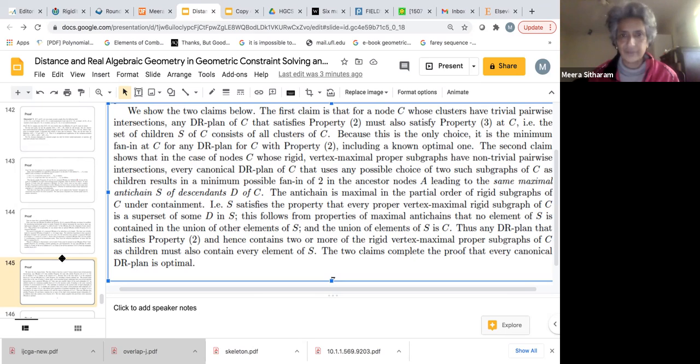I'll stop here for a bit. As I mentioned last time, it's an interesting way of proving that a structural property, namely this canonical DR plan, ensures optimality among all DR plans, which don't necessarily have to be canonical. So the only properties of DR plans that we care about here are that the union of the children is the parent, and they're all rigid. Okay.